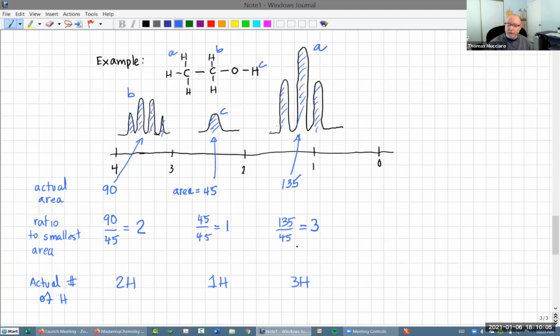Kind of like molecular formula and empirical formula, right? Empirical formula is the lowest ratio. Molecular formula is then maybe a multiple of those. And then finally, you could be given the actual number of hydrogens.